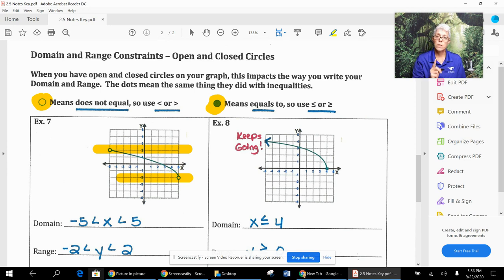Domain is X. You have to make that mental note. So if you look here, well, that was a really squiggly line. Sorry about that. It starts, or it ends, however you want to look at it, at the 4. But if you notice, it goes on and on and on forever. So X is less than or equal to 4.